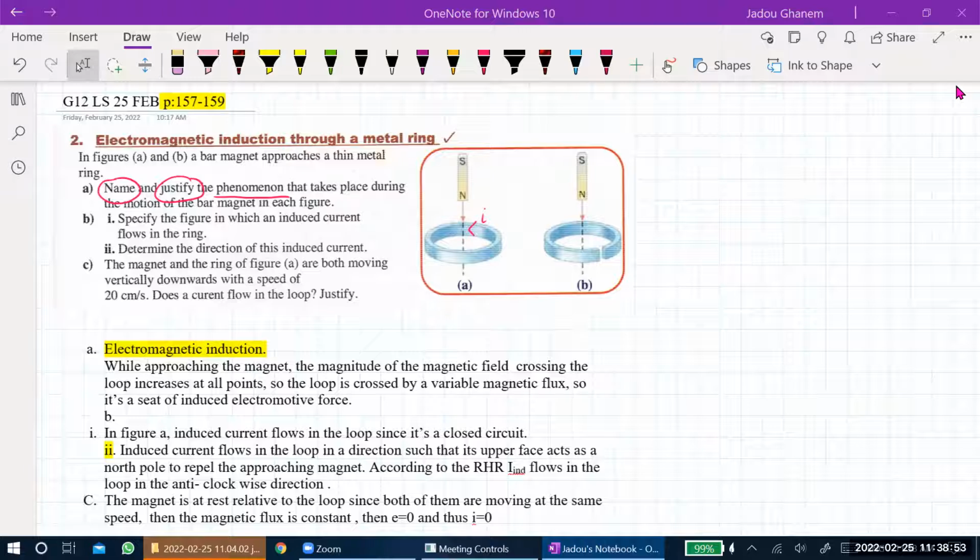But the variation of this magnetic flux is zero. So the magnetic flux is not changing, it's constant. That's why no electromotive force, no induced current. I'm not sure if you got my point or not.